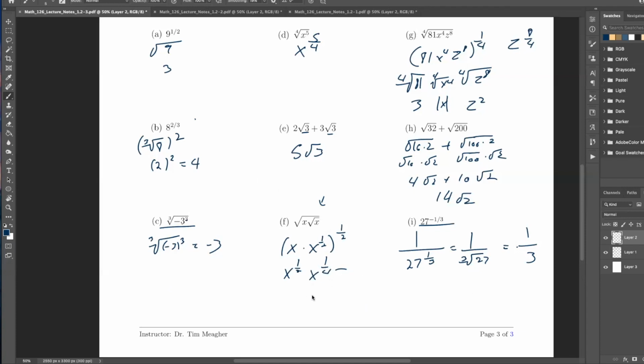Anyways, this becomes x to the 3/4. I would show it to you, but my Photoshop crashed.